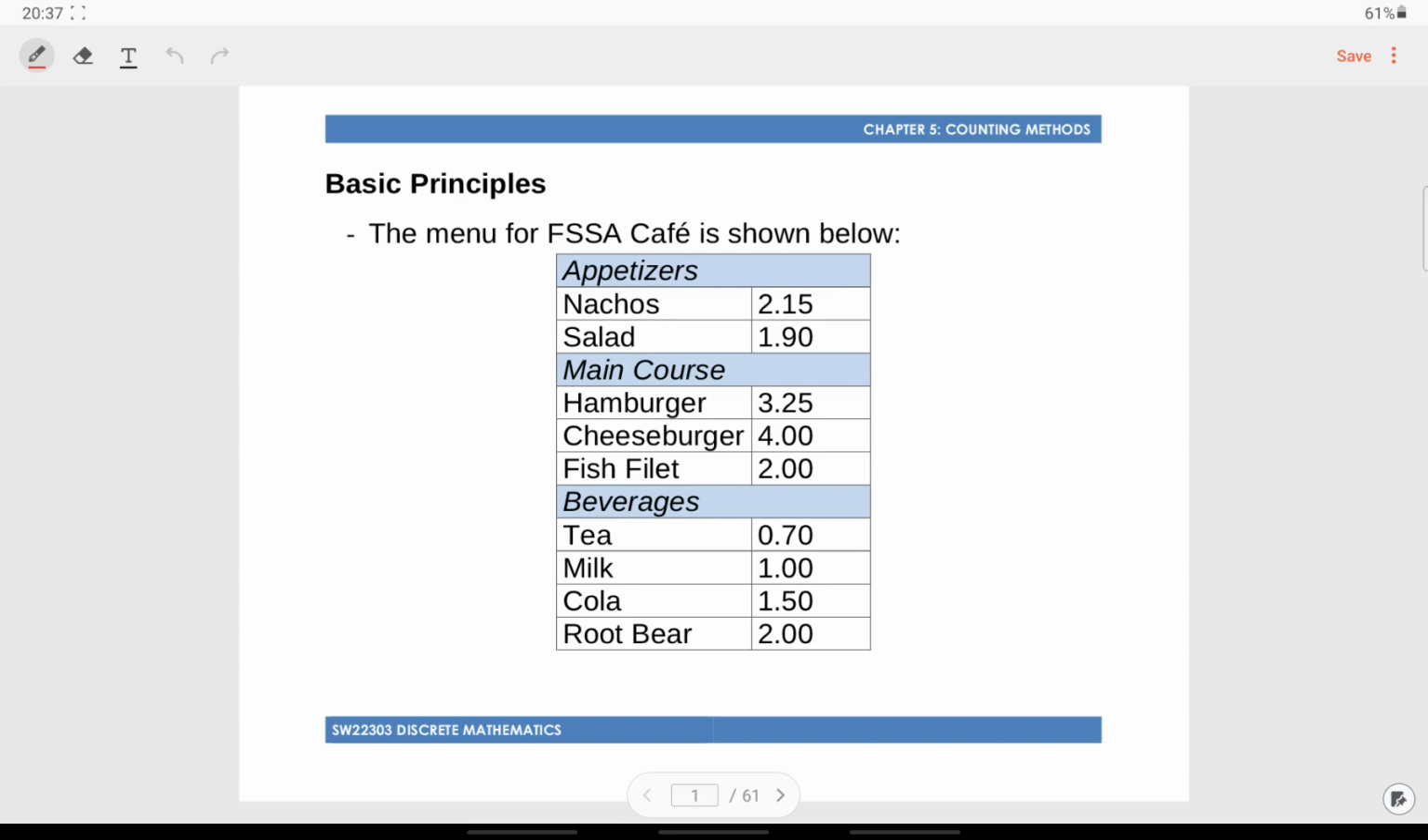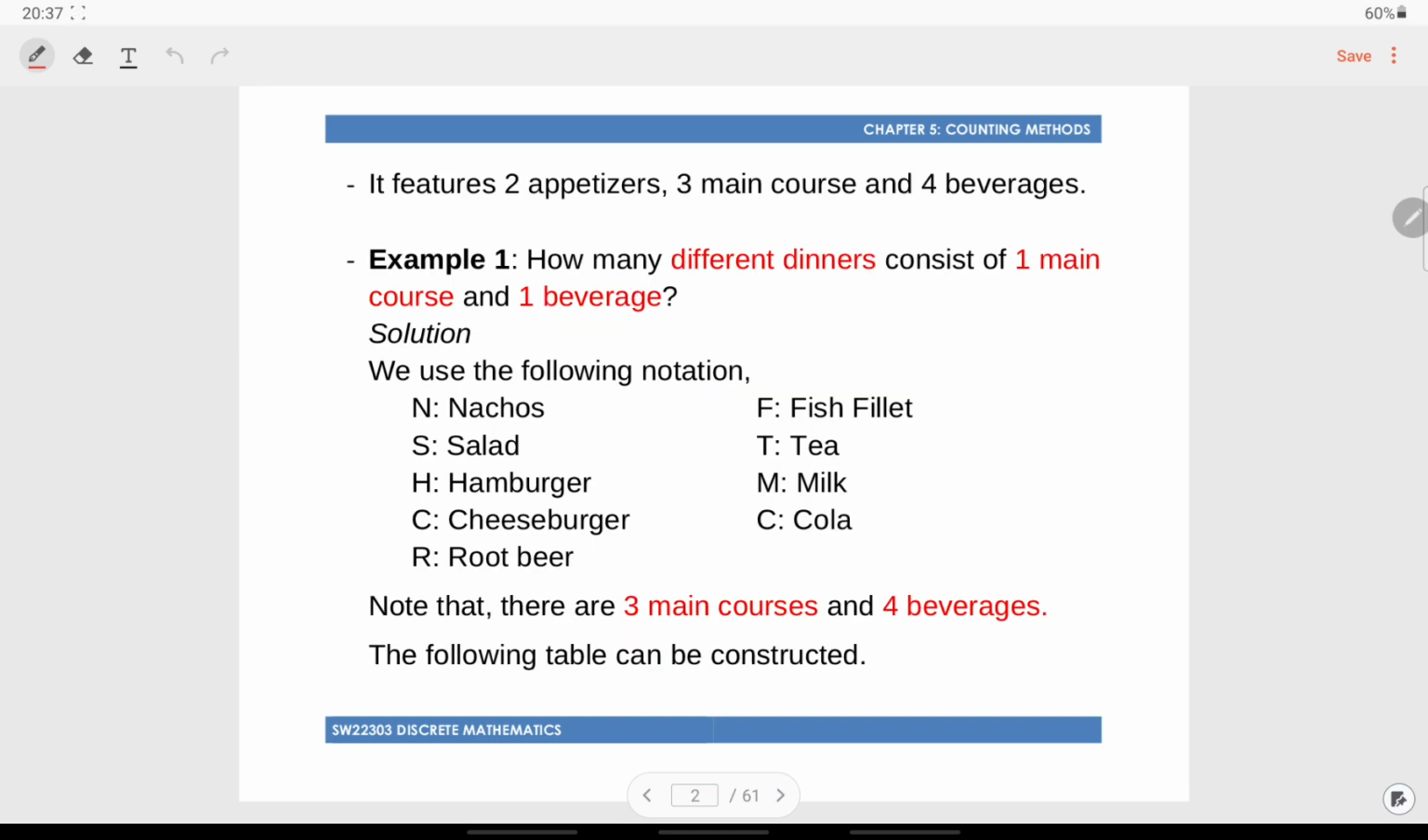Suppose we have a menu for the FSA cafe as shown in this table. We have three kinds of main menus. We have appetizers, consisting of nachos and salad, and then in the main course we have a hamburger, cheeseburger, fish fillet, and for beverages we have tea, milk, cocoa, and root beer. So it features two appetizers, three main courses, and four beverages, as shown in the previous table.